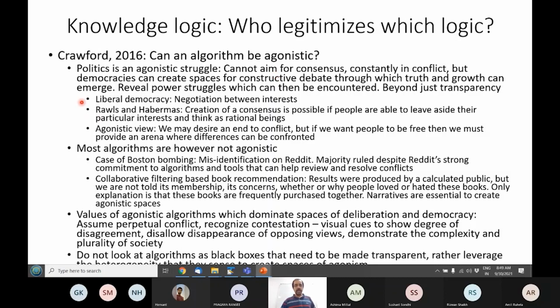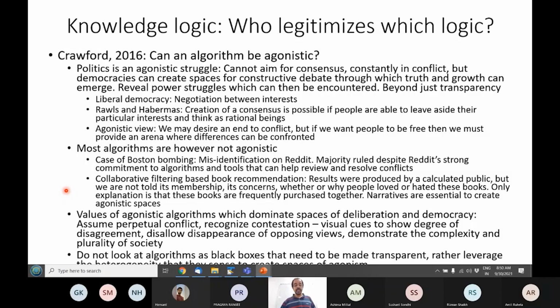Right. So the argument is that we may desire an end to conflict, but if we want people to be free, then we must provide an arena where differences can be confronted. That is the main point. This paper talks about it from the point of view of algorithms: are algorithms agonistic or not, do algorithms allow debate to happen, or how algorithms are instantiated? Do they allow debates to happen? So it talks more about that.